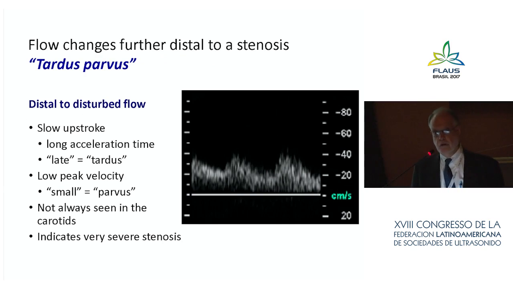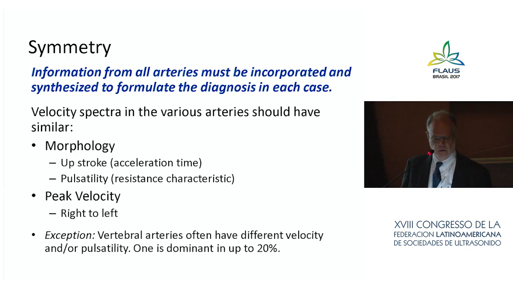In individuals with very severe stenoses of the carotid artery, we may also see tardus parvus flow patterns, tardus a prolonged acceleration phase, parvus low velocity, and I think everyone's familiar with this kind of characteristic, delayed upstroke and a low peak velocity. We don't see that very commonly in the carotids, but with very critical lesions, you may be able to see this finding, and it clearly confirms a very serious stenosis.